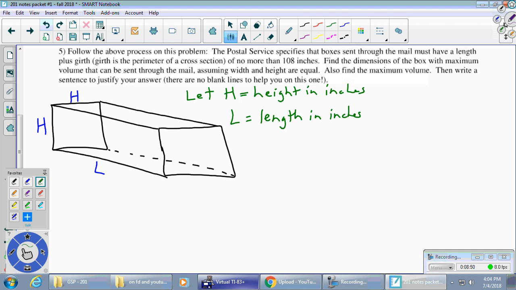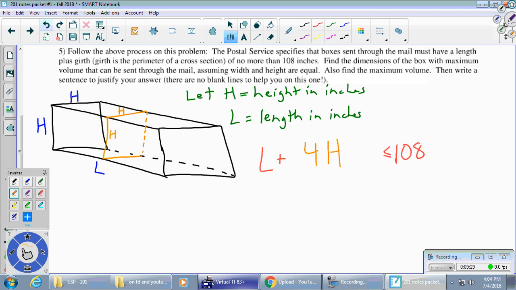Okay, so it says that we're allowed to have a length plus a girth no more than 108 inches. So that's an equation we're going to write down. Length plus the girth, we've got to read what girth means, no more than 108. Let me change this, so it's less than or equal to 108. Okay, and it says the girth is the perimeter of a cross section. So ignoring the L dimension, a cross section is this kind of thing here. Right, that's a cross section, and the perimeter of that cross section, well, it's h's all around, right? So the perimeter is 4h. So that's an inequality that must be true.